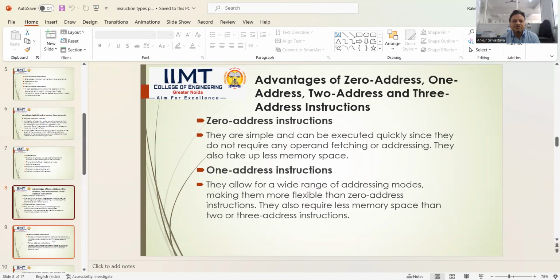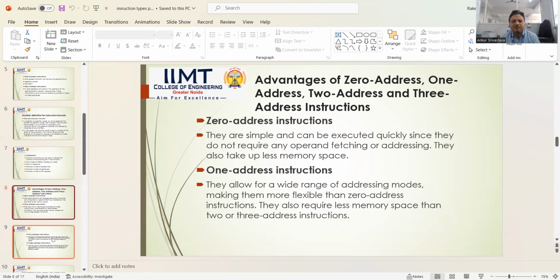In the 0 address instruction, why is this simple? Because it is holding only 0 address instruction. That is why it is simple, as well as it can be executed quickly, because it is not holding so much data. Now, next one is the 1 address instruction.